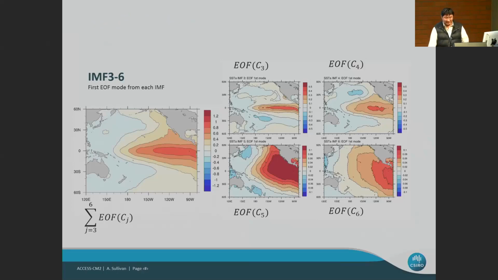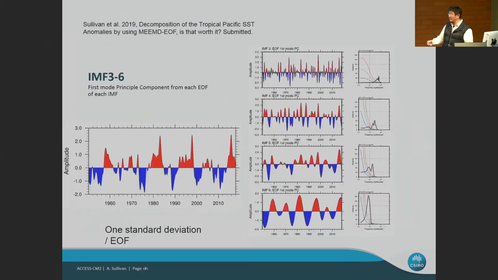So that's the main topic, the key point in this paper. So we decompose it, and then also you can see from the power spectrum in here very clearly. We have the interannual peak at about 2 years, and 3, 4 years, and then 7 years, and the last one is more like a decadal signal.